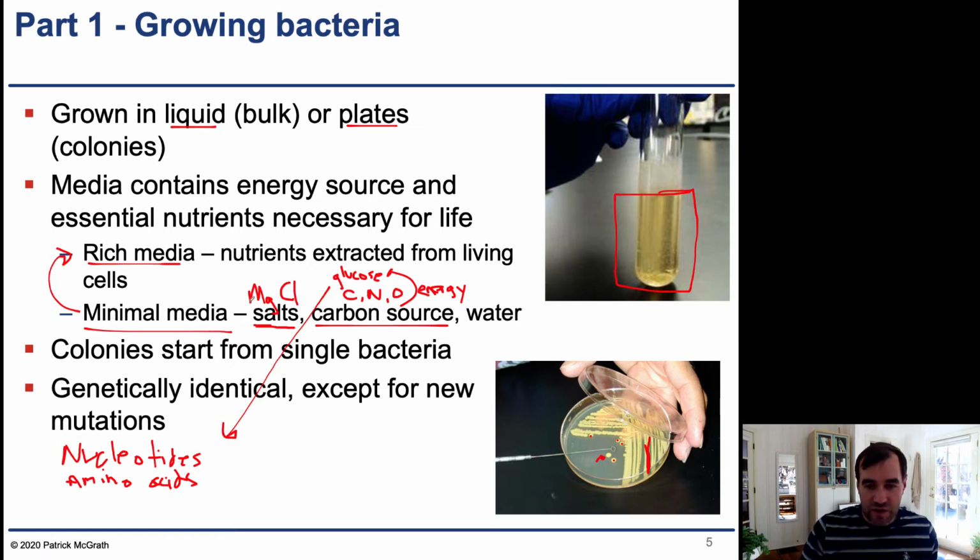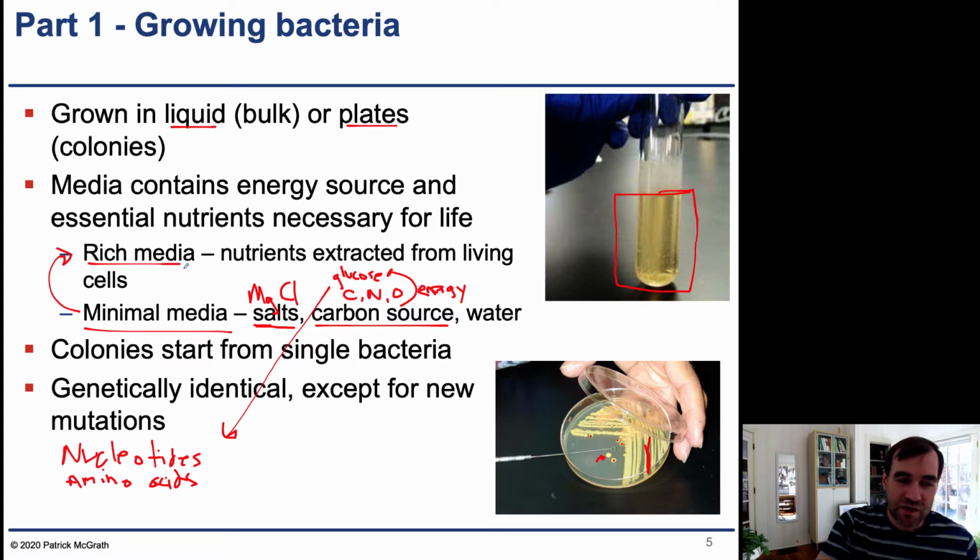Typically the way you make rich media is you grind up something that was already alive. So you might grind up yeast or something like that. Within this ground up yeast is all sorts of essential nutrients. All those nucleotides can be found, all of those amino acids can be found, all those vitamins can be found. So in these conditions, all the bacteria needs to do is import those into the cell and then use those in order to make new bacteria.